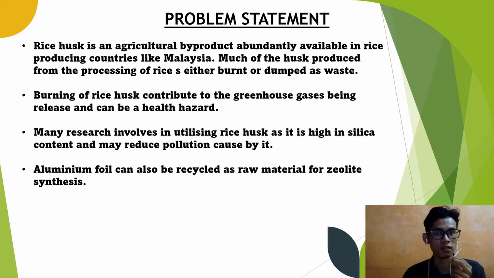Rice husk is an agricultural byproduct abundantly available in rice producing countries like Malaysia. Much of the rice husk produced from the processing of rice is either burnt or dumped as waste. Burning of rice husks contributes to the greenhouse gases being released and can be a health hazard. Much research involves utilizing rice husks as it is high in silica content and may reduce pollution caused by it. Aluminium foil can also be recycled as a raw material for the zeolite synthesis.